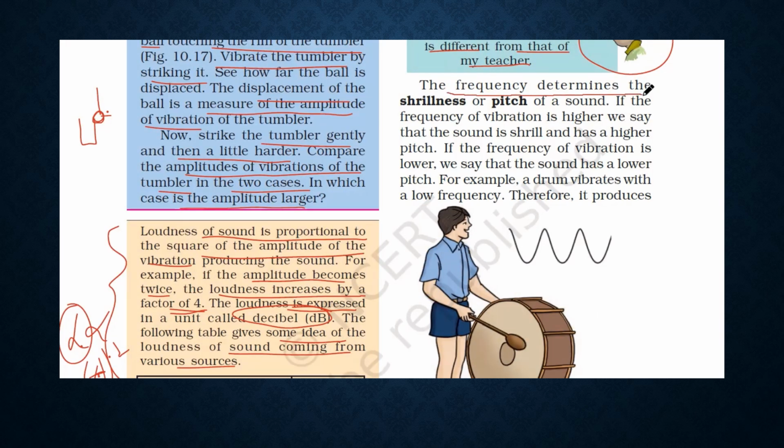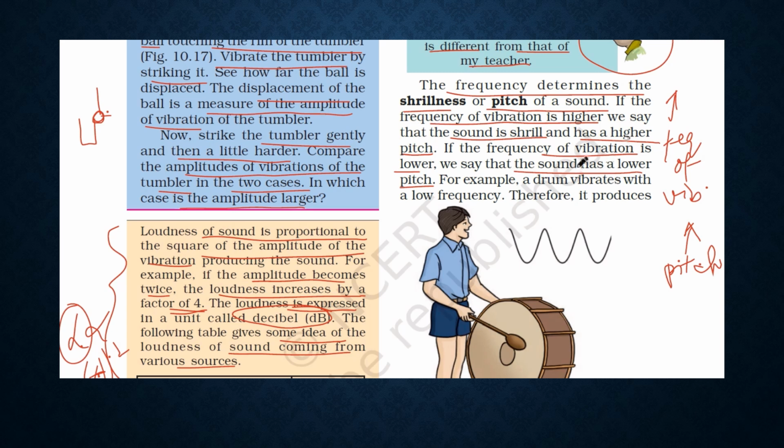The frequency determines the shrillness or the pitch of a sound. So if the frequency of vibration is higher, we say that the sound is shrill and at a higher pitch. The higher the frequency of vibration, the higher the pitch will be. If the frequency of vibration is lower, we say that the sound has a lower pitch.